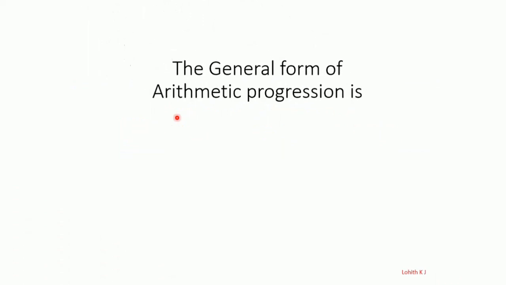Hi students, in this video let us study about the general form of arithmetic progression. The general form of arithmetic progression is in the form of a, a plus d, a plus 2d, a plus 3d, up to a plus (n minus 1) into d.